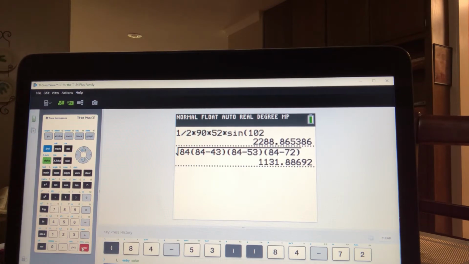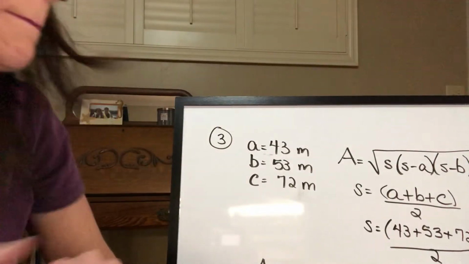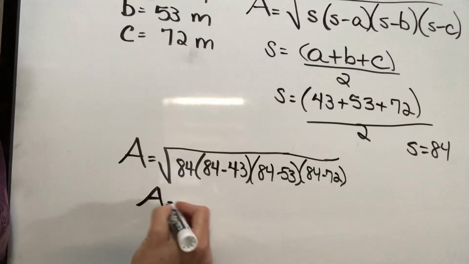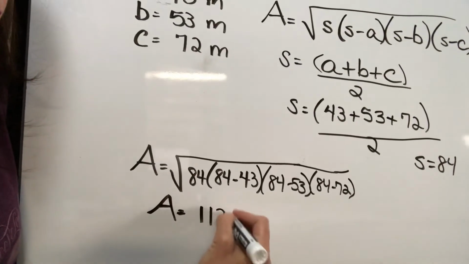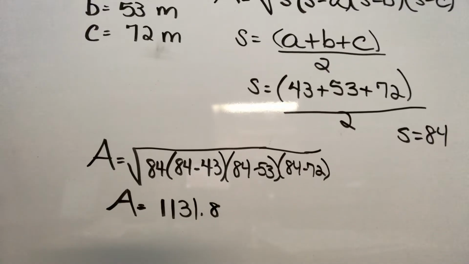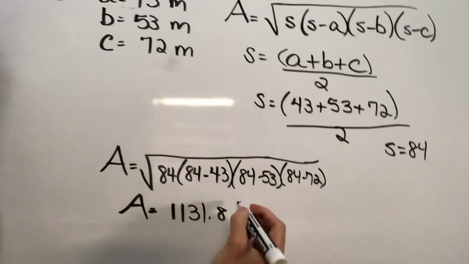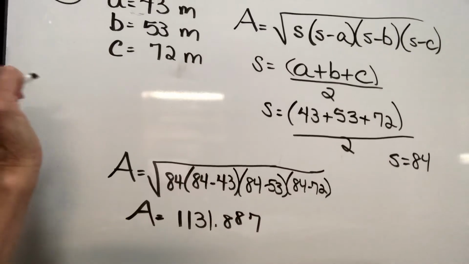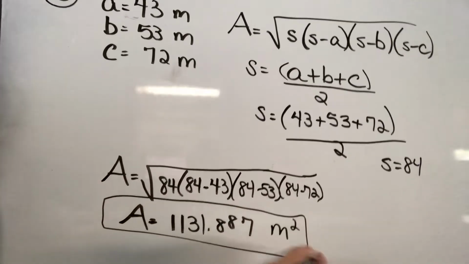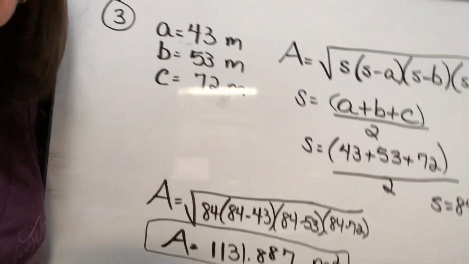So rounded to the thousandths place, I would say that's 1,131.887 if I round it. So the area on that one, let me write it down, 1131.887. And this is still area, so it should be meters squared. Final answer for number 3.